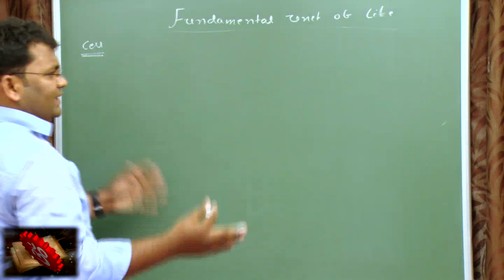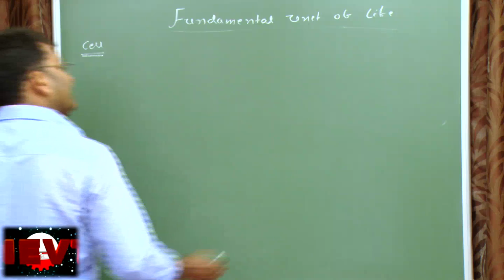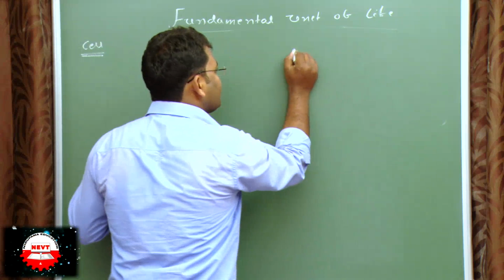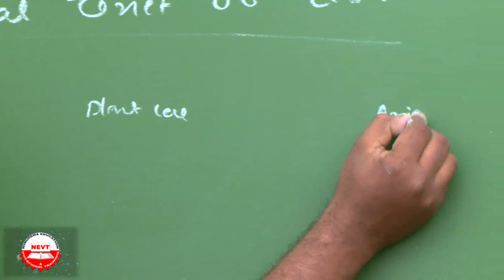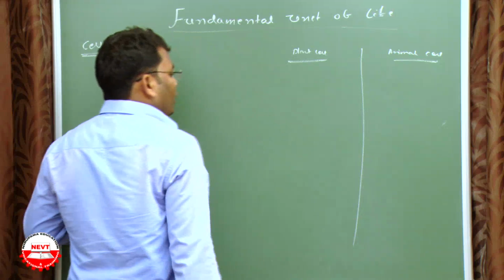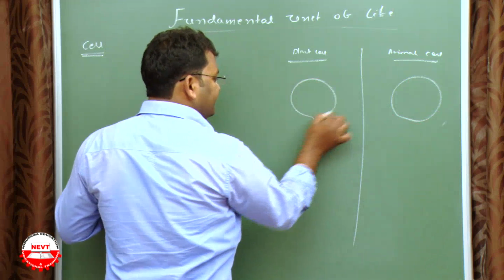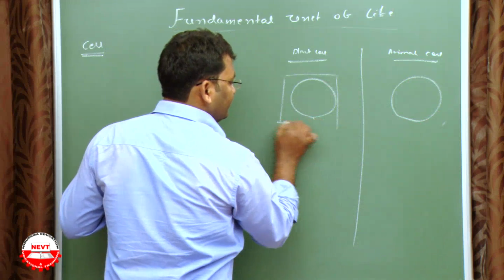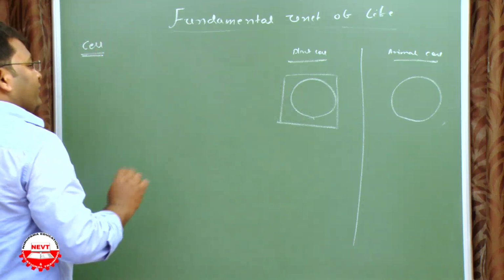First we'll discuss what a cell contains, then the cell size and cell shape. Basically, two types of cells are there: plant cell and animal cell. Animal cell and plant cell are different in structures. We'll see in detail how they differ.